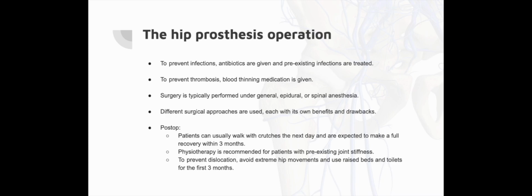During the first 3 months postoperatively, the joint capsule, which stabilizes the hip joint, undergoes healing. To prevent dislocation during this period, patients should avoid excessive adduction or rotation of the operated leg. Raising the bed and toilet and avoiding low chairs can further aid in dislocation prevention.